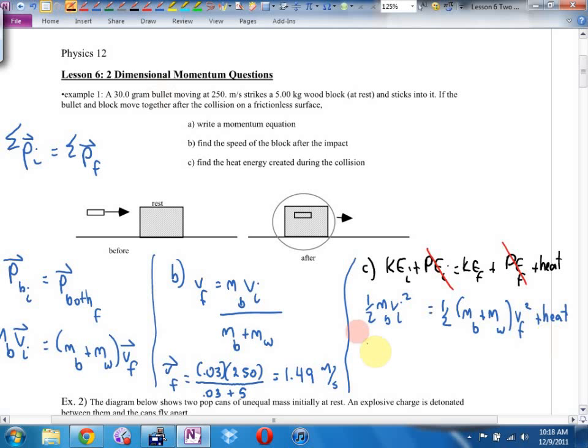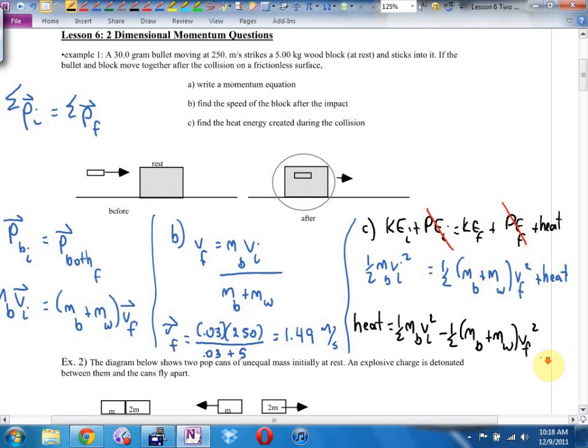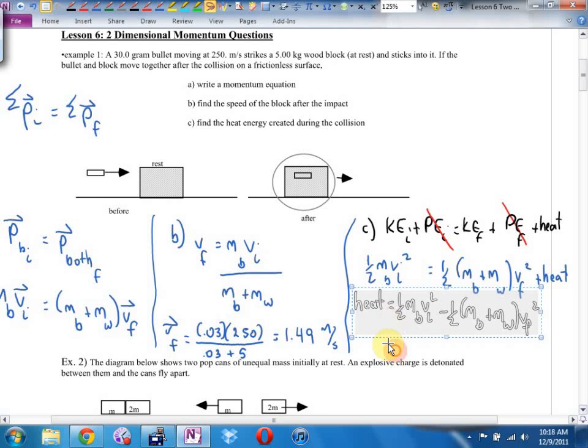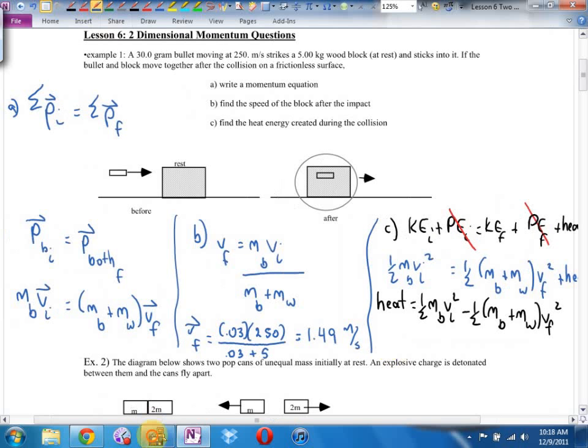The heat is going to be a half mass of the bullet, V initial squared, minus a half mass of the bullet plus mass of the wood, V final squared. And I'm running out of room here. Move it up a little bit. I would love to show the numbers, but I just don't have room here. I'm going to go to my calculator, I guess.